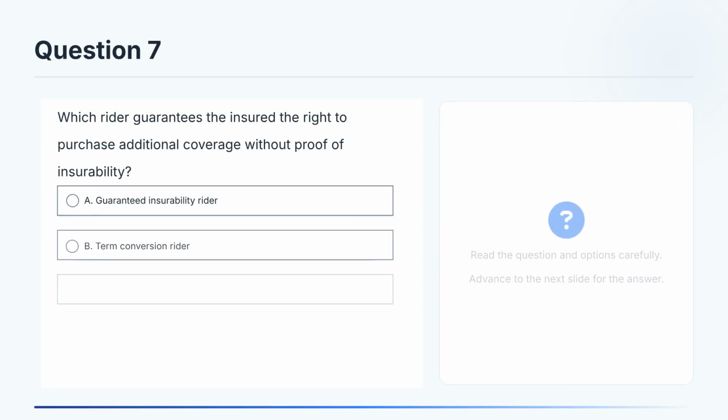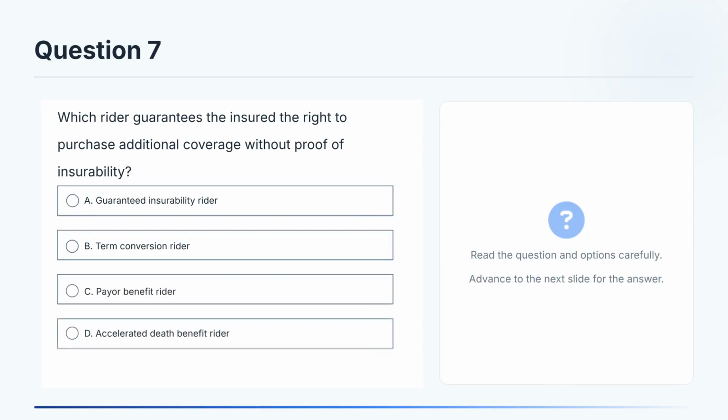Here is question 7. Which rider guarantees the insured the right to purchase additional coverage without proof of insurability? A. Guaranteed insurability rider. B. Term conversion rider. C. Pay or benefit rider. D. Accelerated death benefit rider.